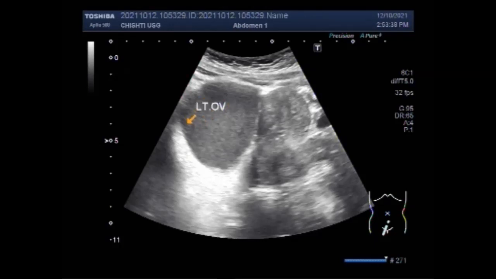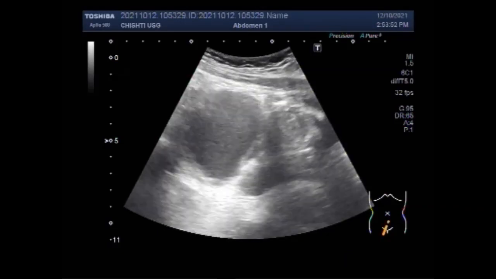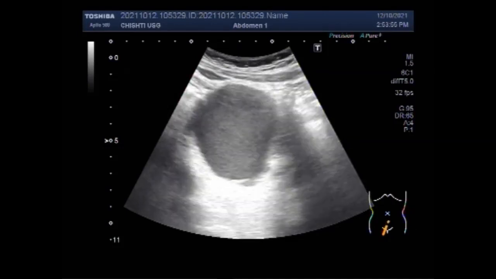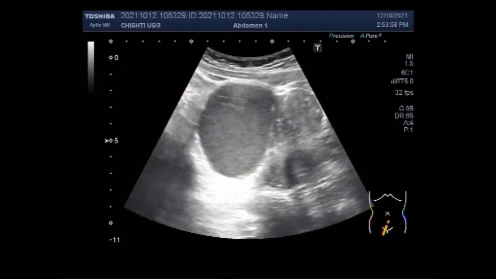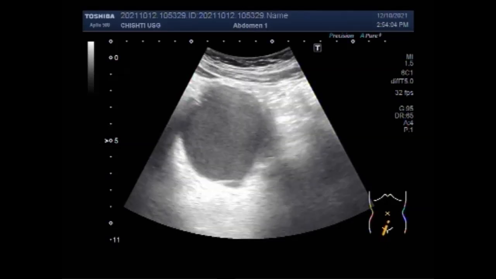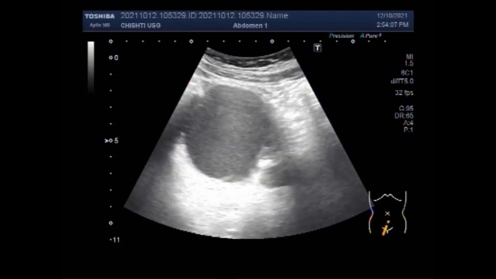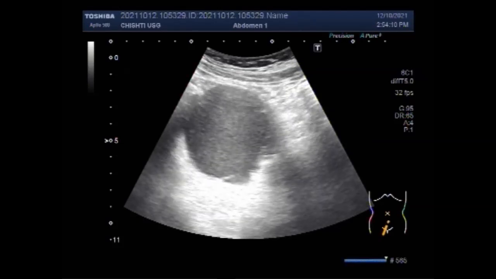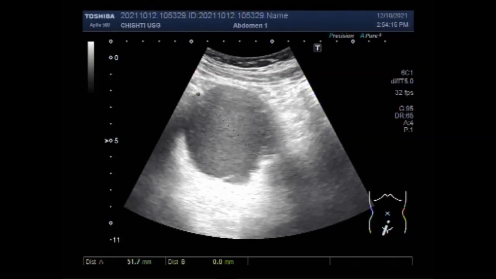Now you can see a large left ovarian chocolate cyst, also called endometrioma. Endometriomas are distinguished from other types of ovarian cyst by a somewhat grainy and not completely anechoic content. You can see homogeneous anechoic content inside the cyst.